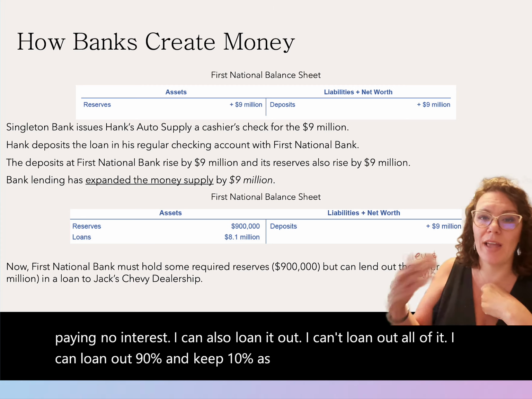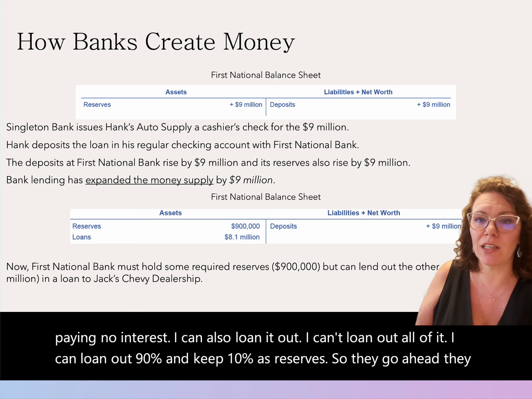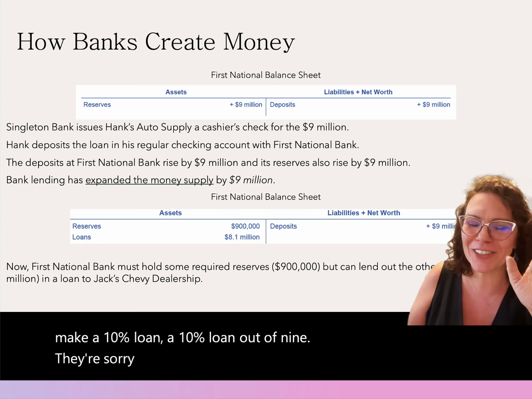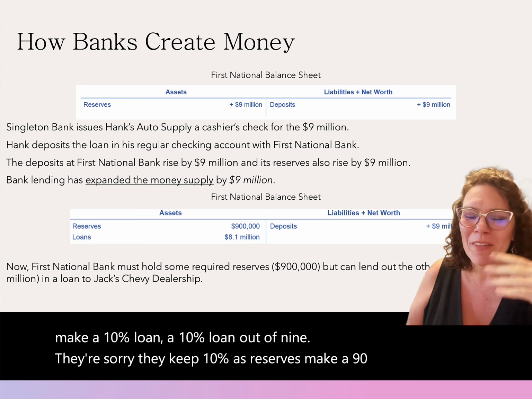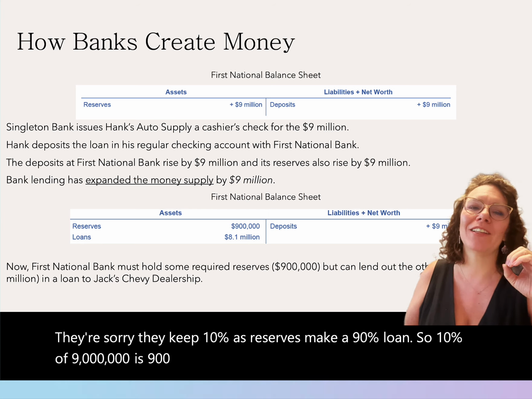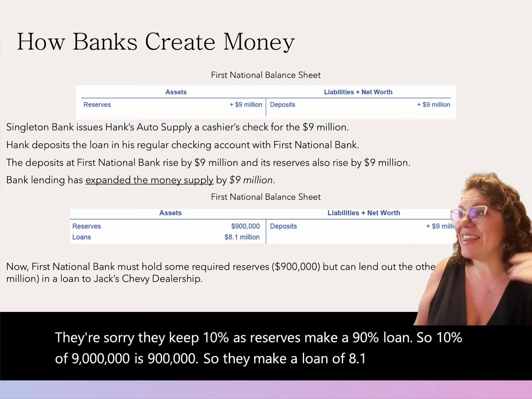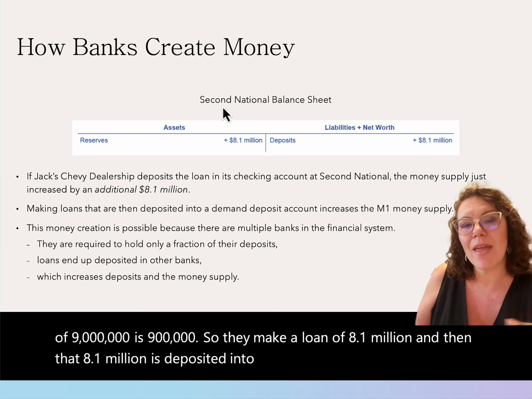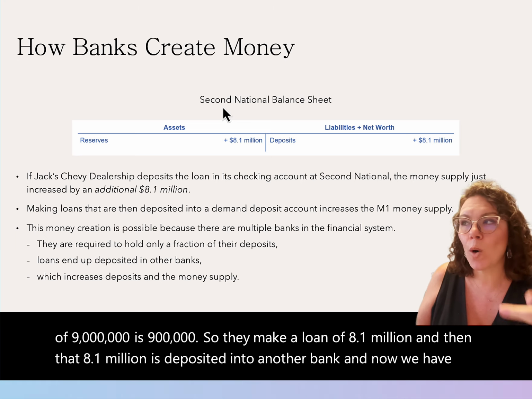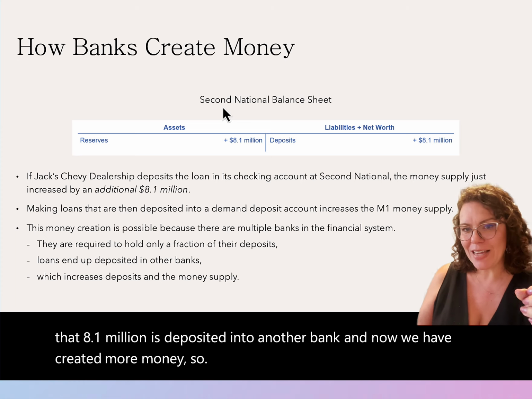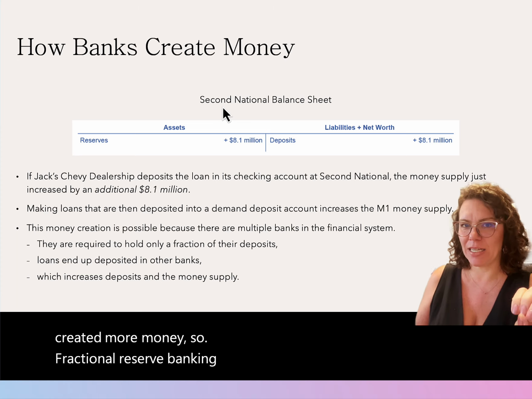So they go ahead and make a loan. They keep 10% as reserves and make a 90% loan. So 10% of 9 million is 900,000, so they make a loan of 8.1 million. And then that 8.1 million is deposited into another bank. And now we have created more money. So fractional reserve banking creates money.